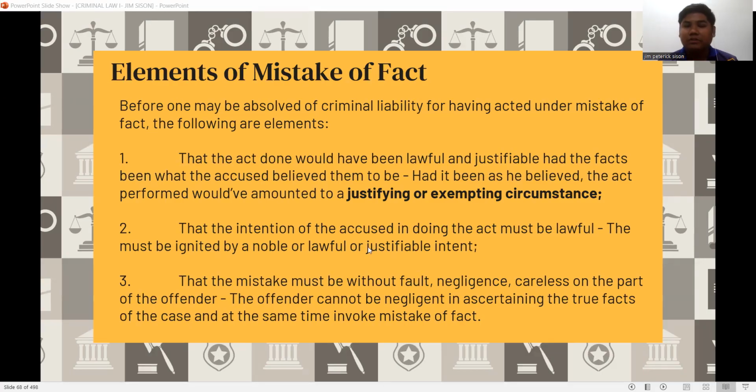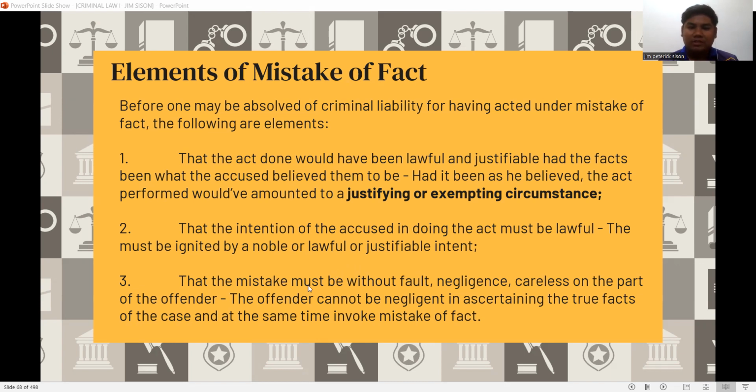Second, the intention of the accused in doing the act must be lawful. It must be motivated by a noble, lawful, or justifiable intent. No criminal intent. It must be lawful. He must act in self-defense.